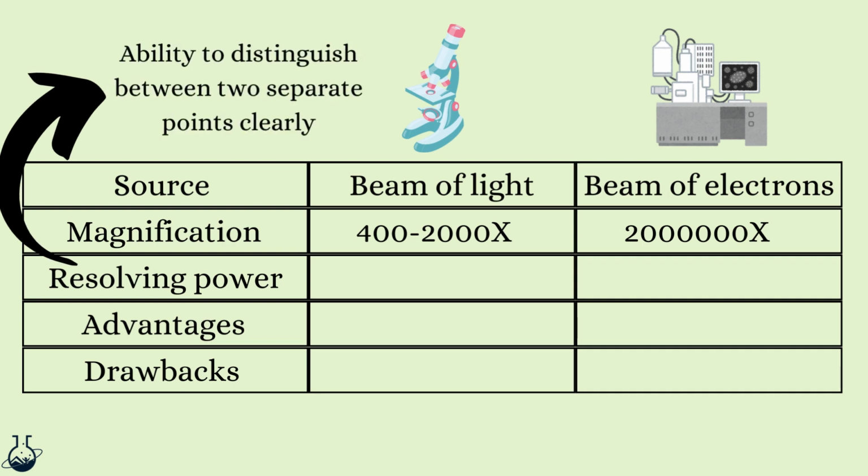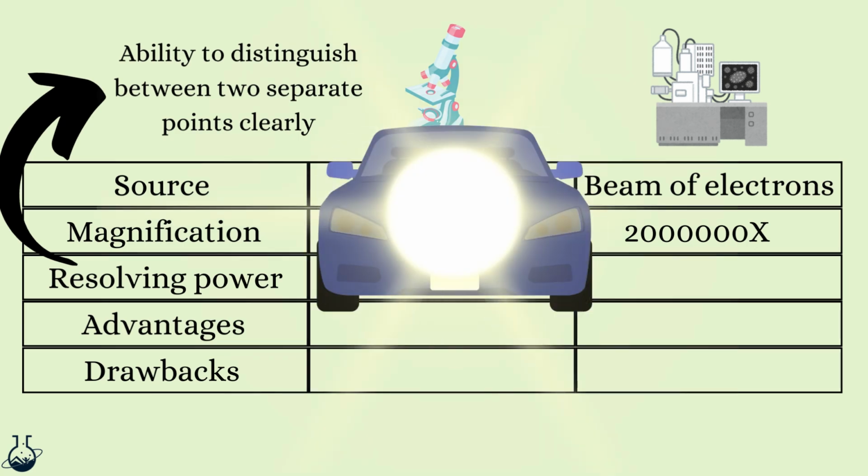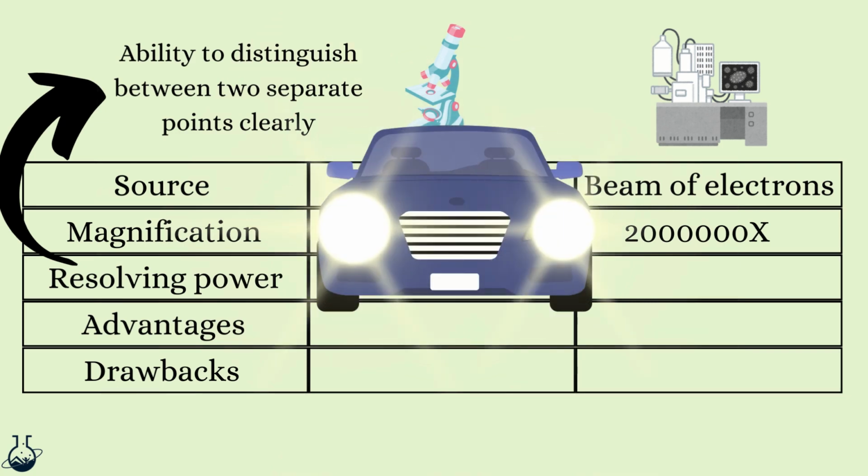The resolving power is the ability to distinguish between two separate points clearly. Imagine a car approaching in the distance. The headlights might appear as one blurry point of light, but look at it again with binoculars. You would see two separate headlights. You have achieved a greater resolution as you can distinguish between the two.